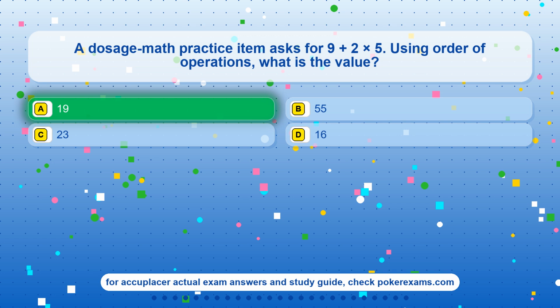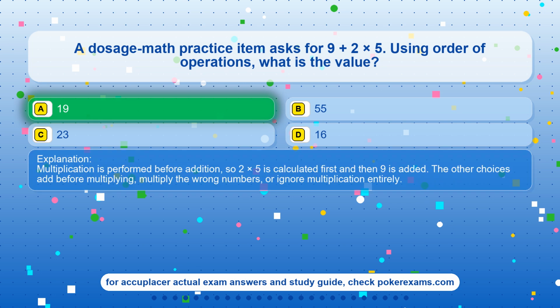The correct answer is option A, 19. Multiplication is performed before addition, so 2 times 5 is calculated first and then 9 is added. The other choices add before multiplying, multiply the wrong numbers, or ignore multiplication entirely.